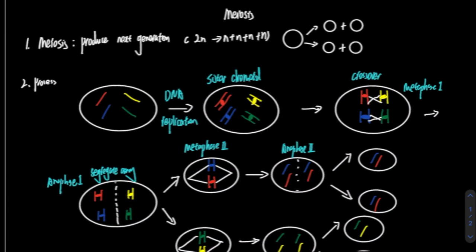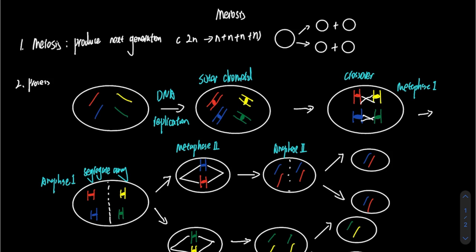Hello everyone, today I'm gonna talk about meiosis. So basically meiosis is to produce the next generation. Basically it should be germ or egg cells. And the mechanism is 2N forming 4N. It's not like 2N forming 4N, it's 4 small n, 4 single n. So the cell is 2N and each of the small cells is N.